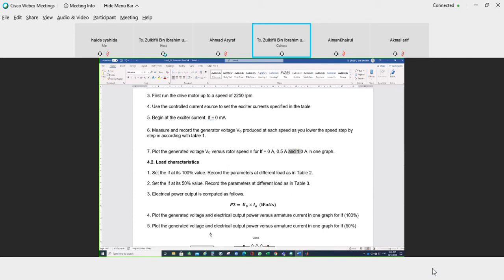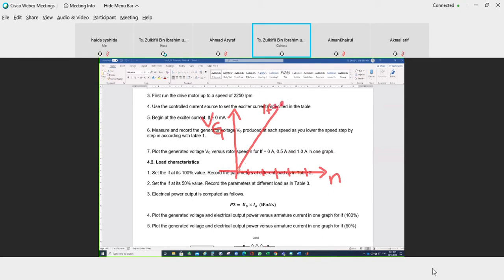Maksudnya kamu akan ada, saya expect ni your graph will be like sini lah, lagi so kita dapat dia tengok lah. So this is what you are expecting to have, this is your VG, and this is your speed. Dan kamu ada speed ini. So saya expect macam contoh this is when IF equals to 0.5, sorry, kosong.